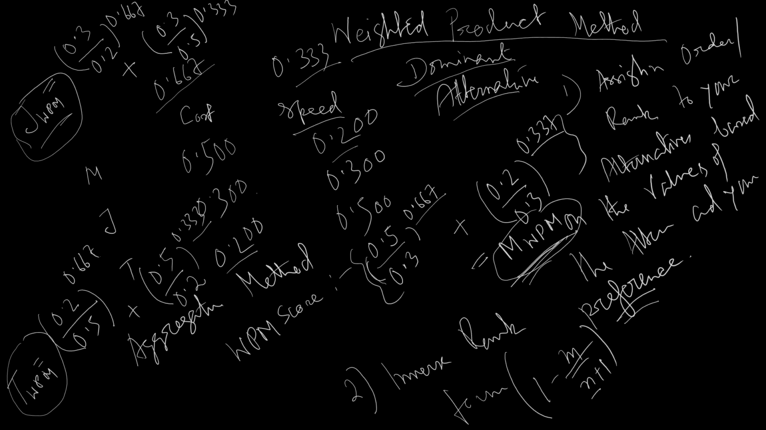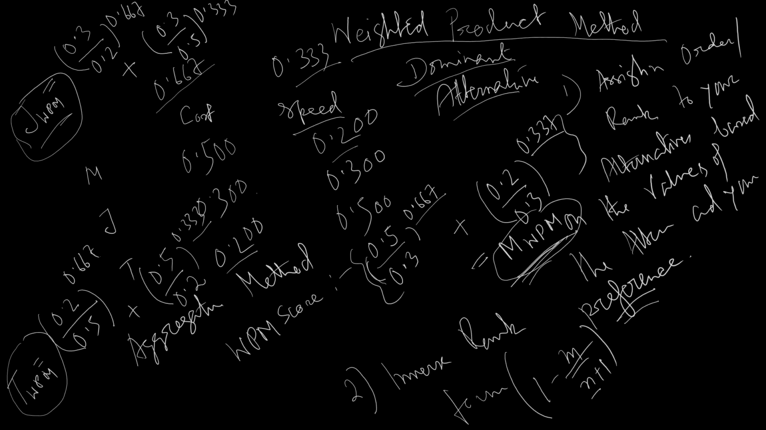You apply rank, or order, to the given values of the alternatives, assigning the order based on the values as well as the preference of your decision, and then apply the inverse rank formula, 1 minus n by n plus 1. Then for the WSM method, you multiply this value with the weightage of the respective criteria and add the same for the other criteria to find the WSM score.